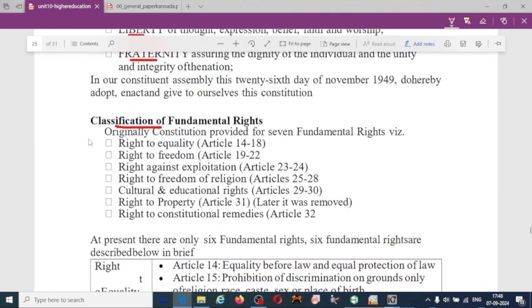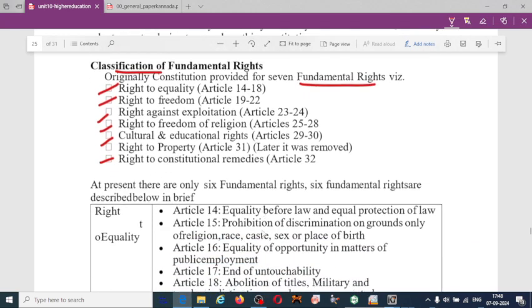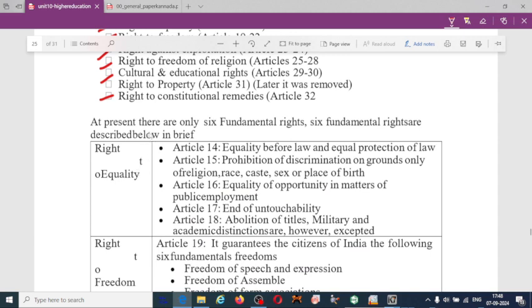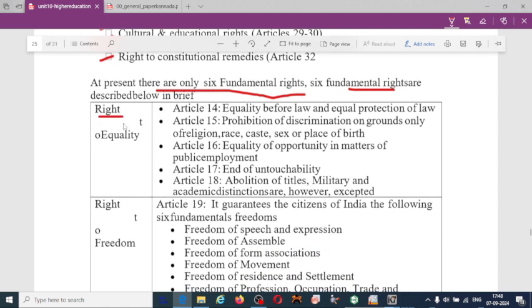Classification of fundamental rights. Originally it provides 7 fundamental rights: right to equality, freedom, against exploitation, freedom of religion, cultural and educational rights, right to property, and constitutional remedies. At present, there are only 6 fundamental rights. The 6 fundamental rights are like this: right to equality, Articles 14, 15, 16, 17, 18. These all come under the right to equality.